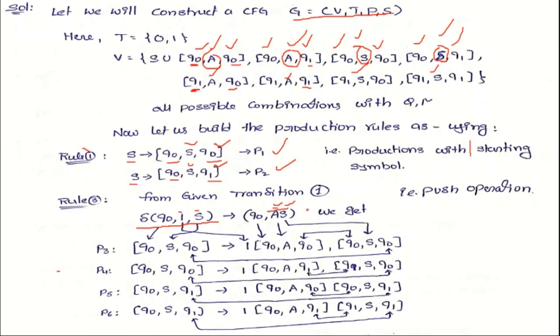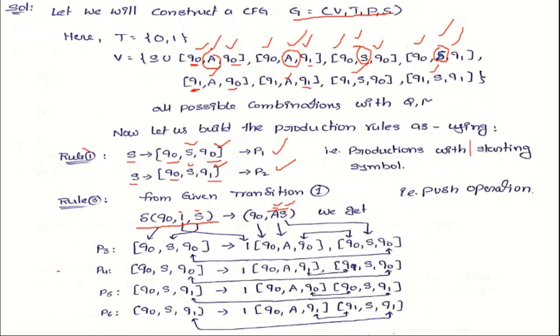Why? Because our PDA contains 2 states. In case our PDA contains 3 states, then the possible production rules from this push operation is 9, that is 3 into 3. Here it contains 2 states, so 2 into 2, 4 production rules will be produced. Now we try to convert the given transition to its equivalent production rules.